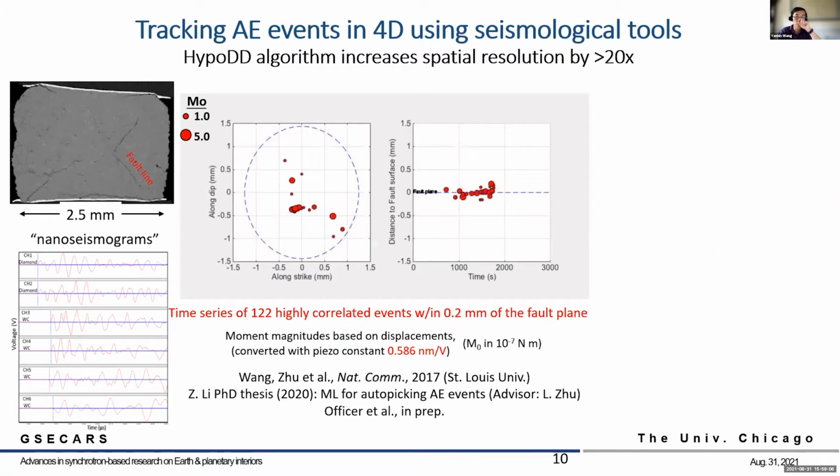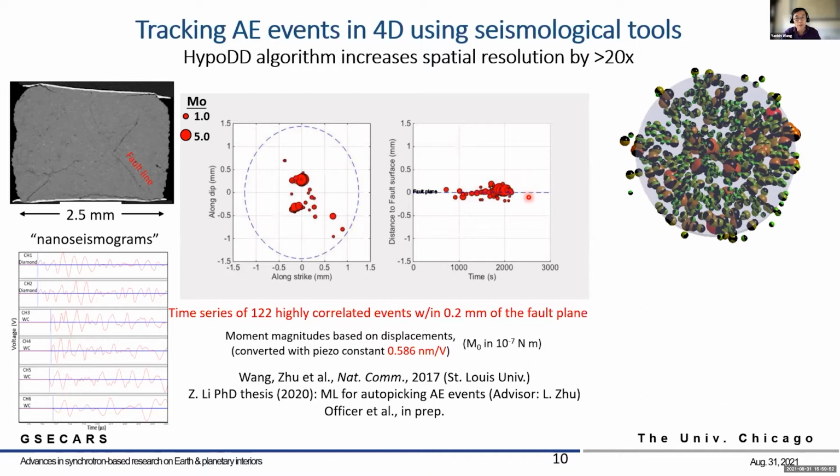Working with Li Zhu's group at Saint Louis University, we applied a seismological relocation algorithm to improve the location of the AE events. We improved the location accuracy by about a factor of 20. And this allows us to track AE activities during deformation and failure. Here the movies show the events along this fault on the recovered samples. As you can see, in the beginning of the deformation process, you have these small events popping up in the planes, followed by some quite large events near the end, which cause the macroscopic failure.